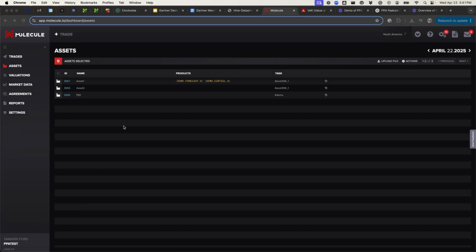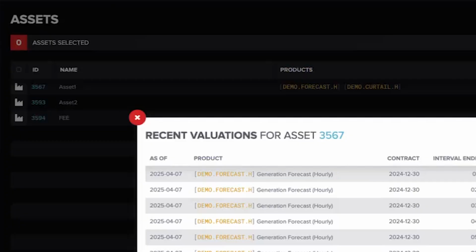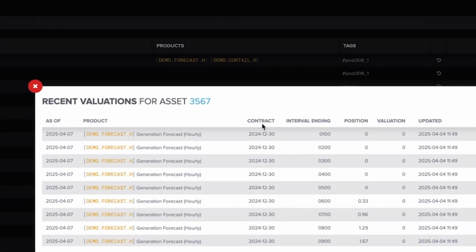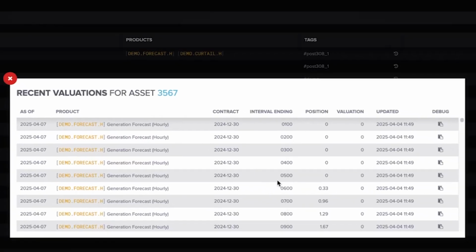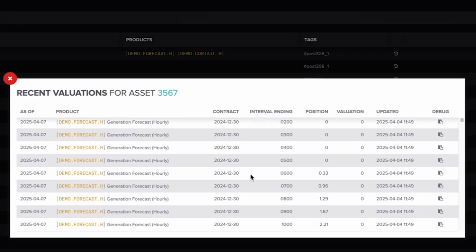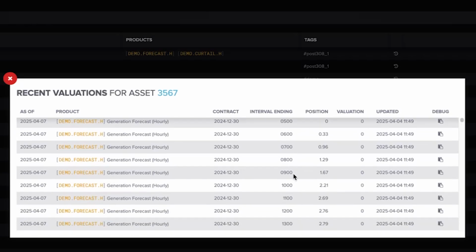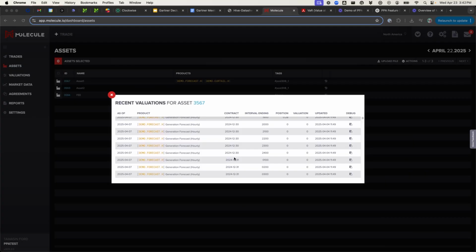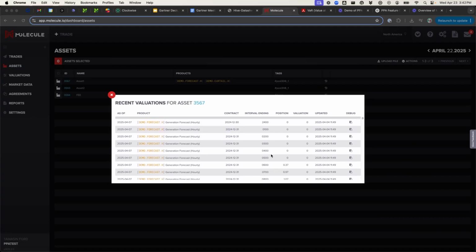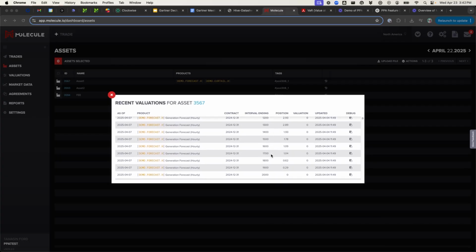Here you can see I'm on the asset screen, where I have asset 1 with product demo forecast hourly. Inside asset 1, you can see that we have hourly volumes, which are as of a certain date, they have a contract date, and they have an interval ending. So these position values are now showing you what your volume is going to be on December 30th, 2024 at the hour interval ending at 6 a.m. And similarly, that goes through all the hours all the way to 2400 and then starts again for the next date back at 100. You can see this one is shaped like a solar asset.